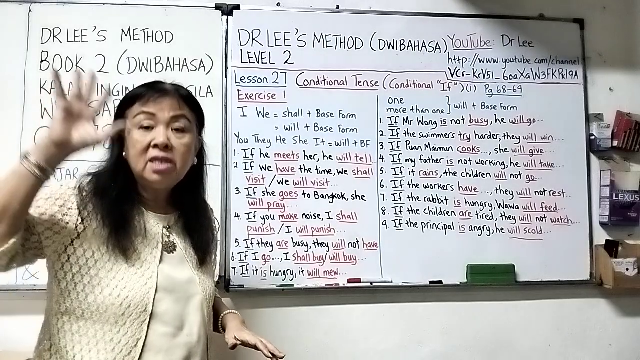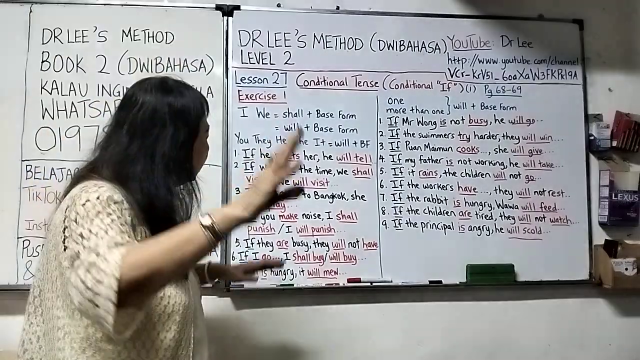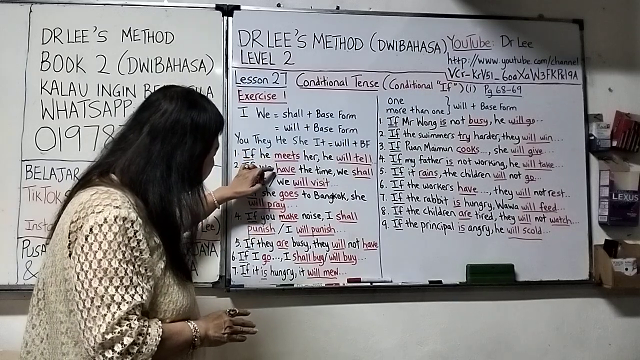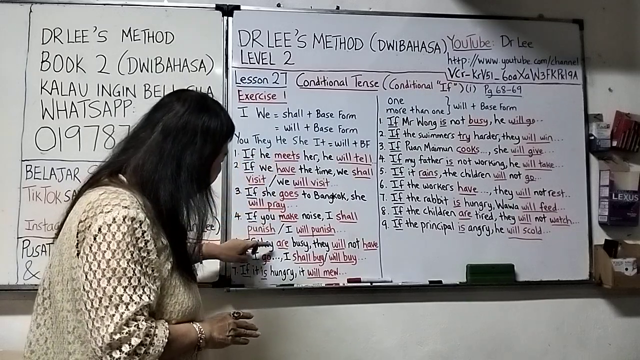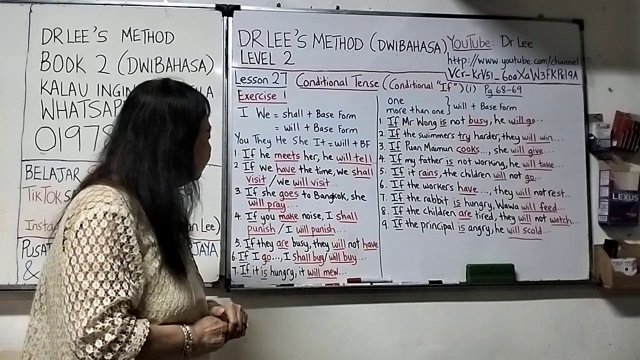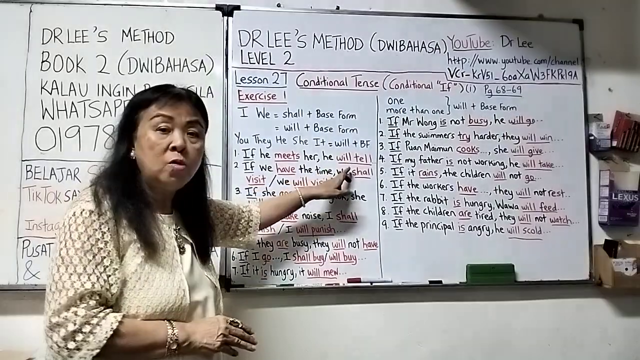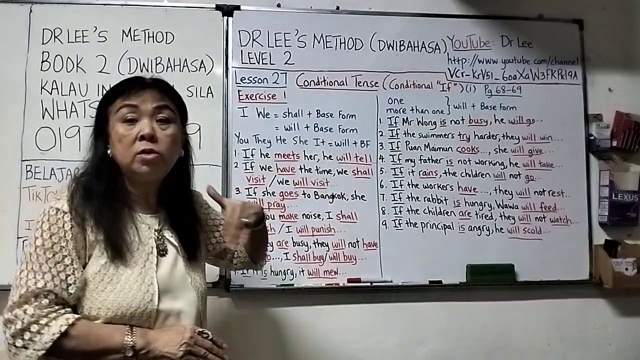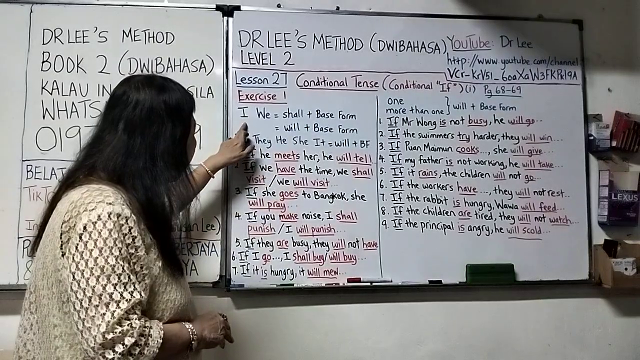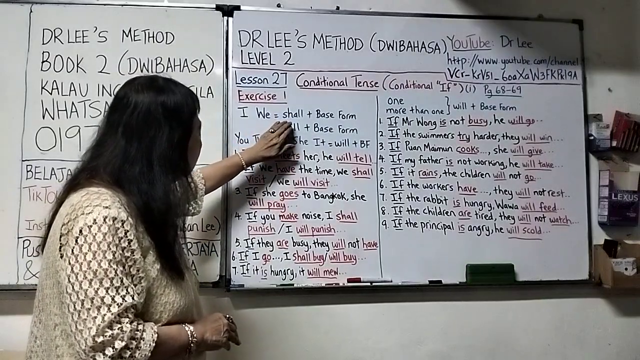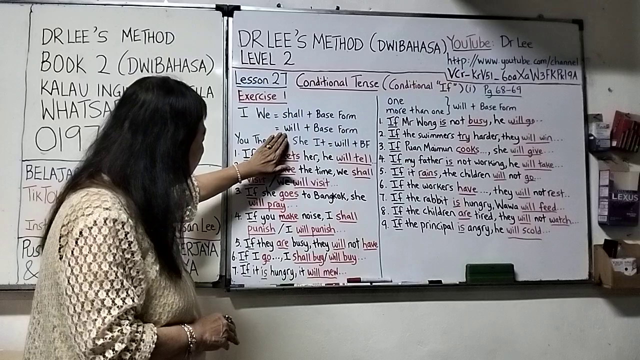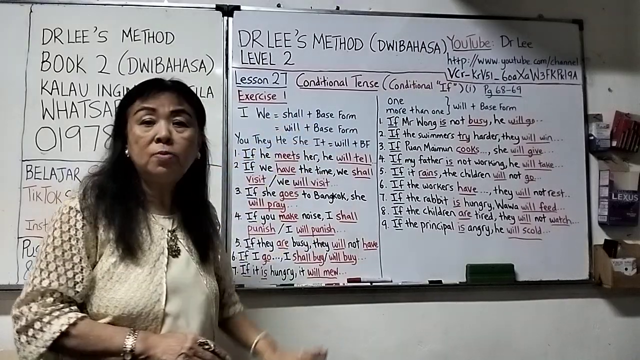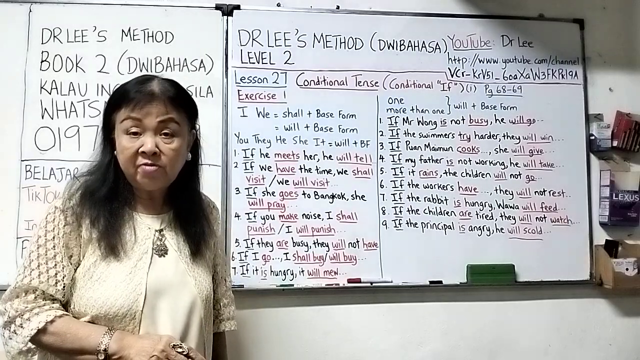Something that is in the future. But then you can notice that I use present tense: meets, have, goes, make, are, go, is. And then I follow by will or shall. So the rule is, for I and we we can use shall, we can also use will. But remember that when we use shall or will, it has to be followed by the base form.